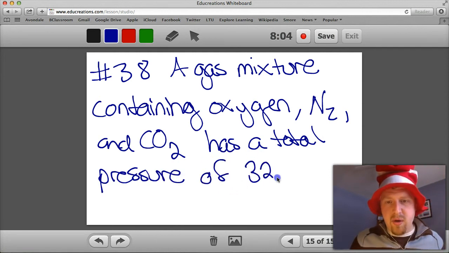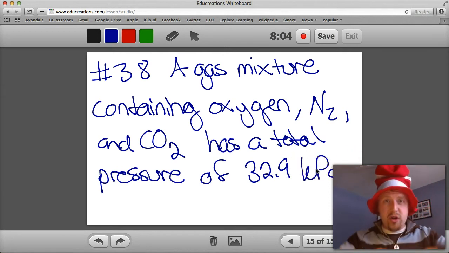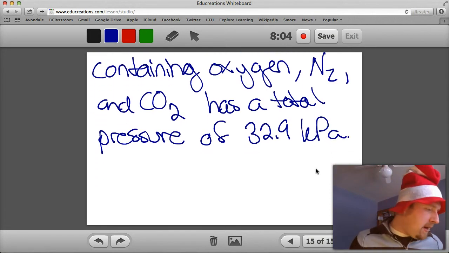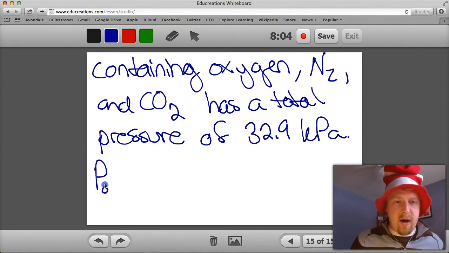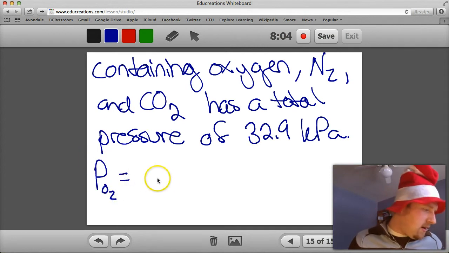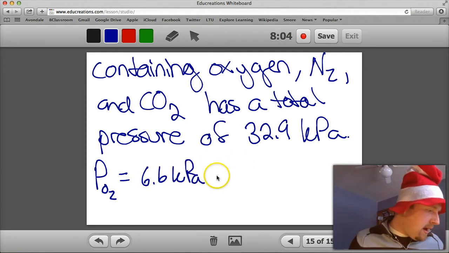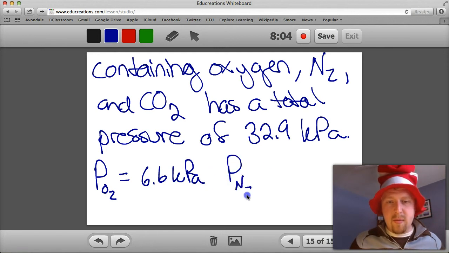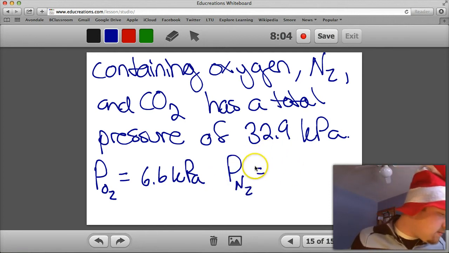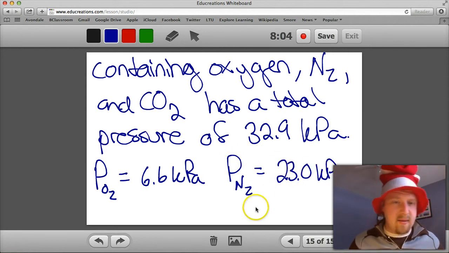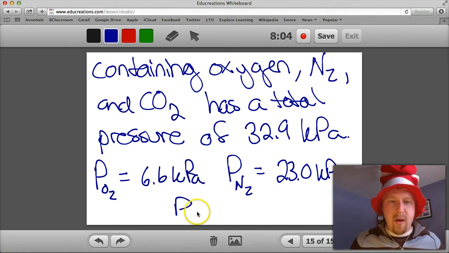of 32.9 kPa. That's the total pressure. Now, it says if the pressure of the O2 is 6.6 kPa and the pressure of the N2 is 23 kilopascals, what is the pressure of the CO2? That's the question.